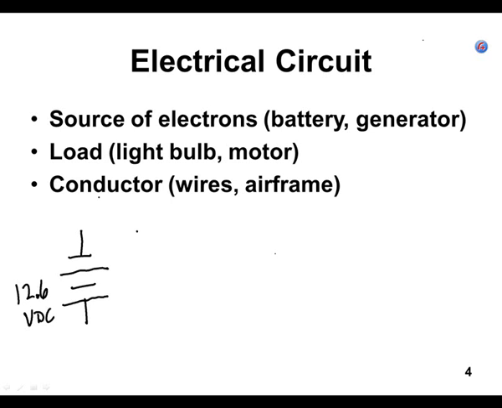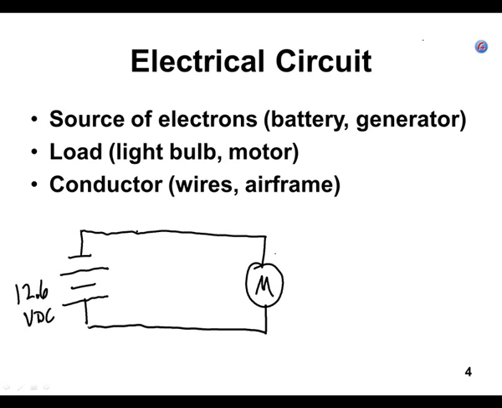So there's our source, and we have conductor, and I'm going to draw the symbol for a motor. I know this symbol for a motor is really tough. Oh, by the way, I'm also going to put a negative and a positive next to the battery. The short plates are the negative side of the battery, and the positive side is the one with the long plate.